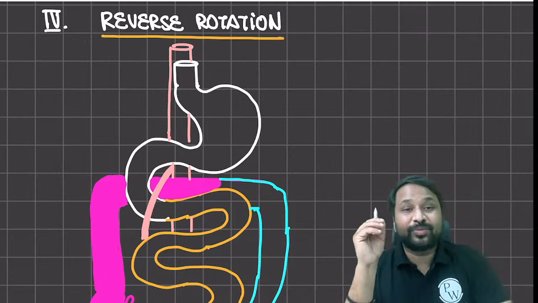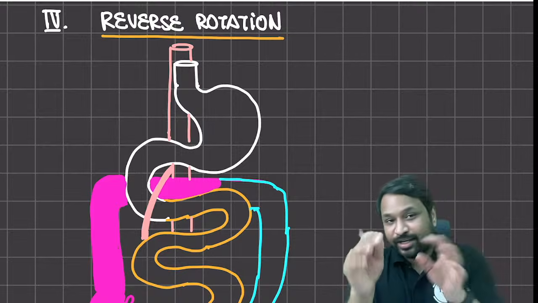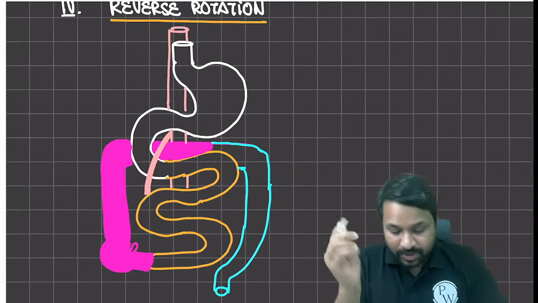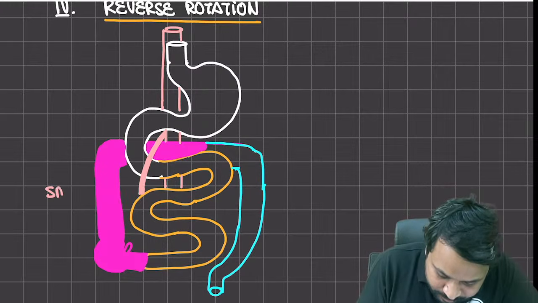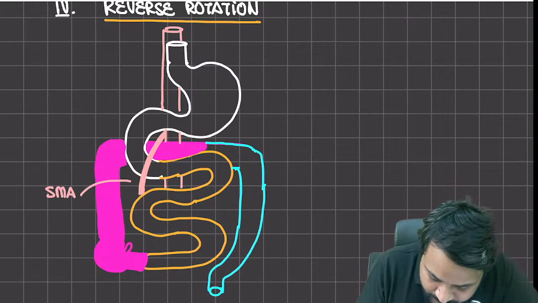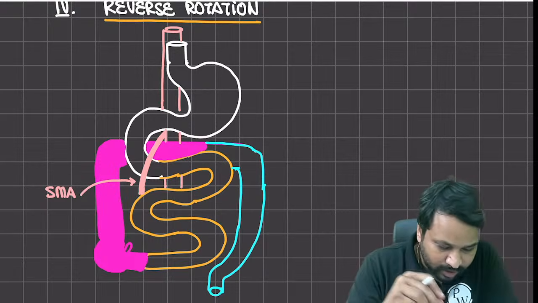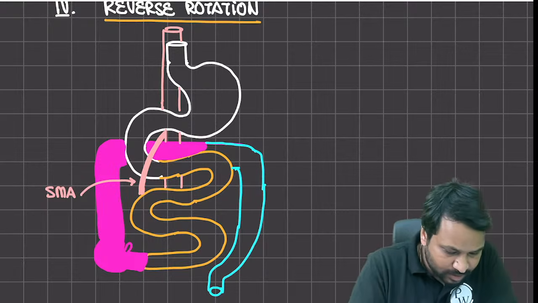So here the superior mesenteric artery is compressing the duodenum. The duodenum is compressing the transverse colon, but the superior mesenteric artery that is present is also compressing the transverse colon. It is also compressing the transverse colon.